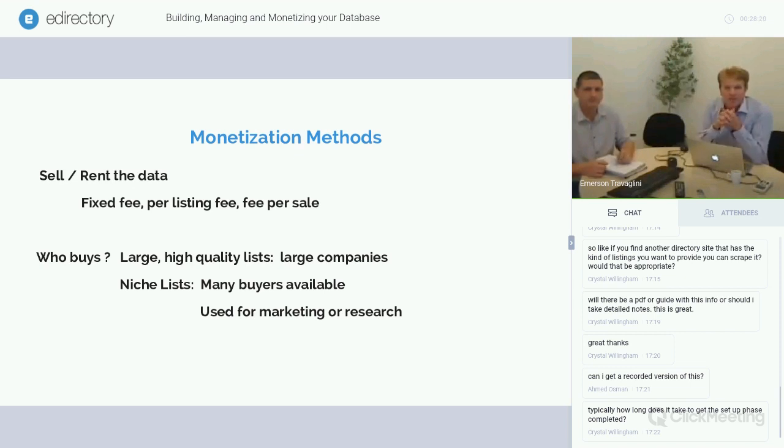Okay, so back to where we were. You have your listings, selling listings, great, but there's a lot of other ways to monetize the database, and we're going to talk about those now. Aside from selling listings, there's a lot of ways to sell and rent the data. For a very high-level overview: a fixed fee for your full list, a per listing fee, or a fee per sale, where people pay you whenever they make a sale using your data.